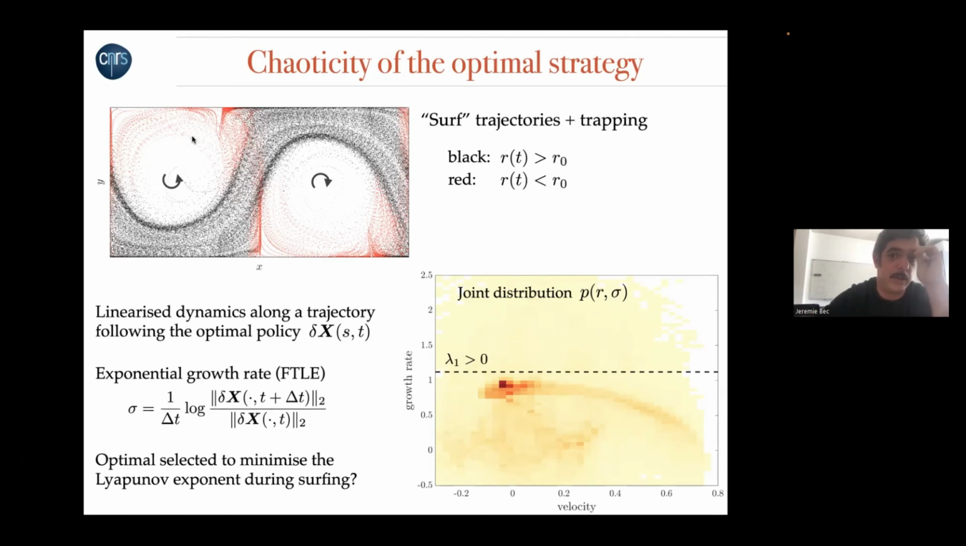The second thing that we have measured is how stable these trajectories are. For that, once we choose this optimal policy, we have integrated the linearized perturbation to our equation. So we take our PDE and we just linearize the equation, and then from that we measure some kind of finite time Lyapunov exponent, which is obtained from the exponential growth rate of the norm of this perturbation between two successive times.